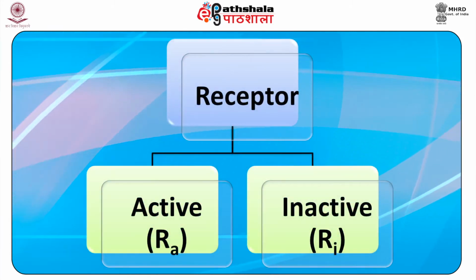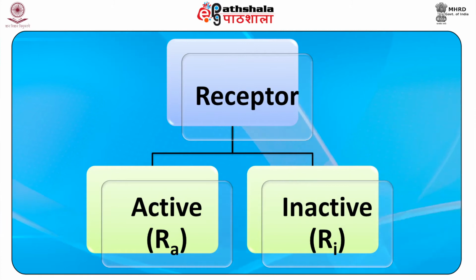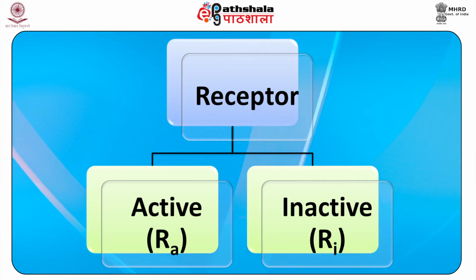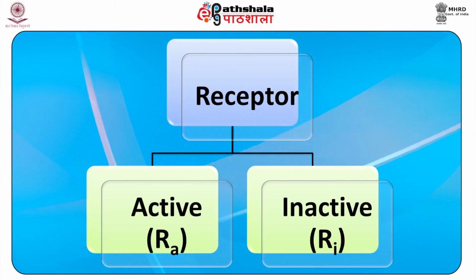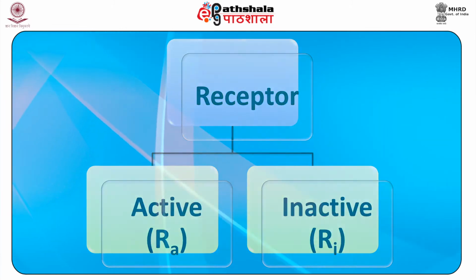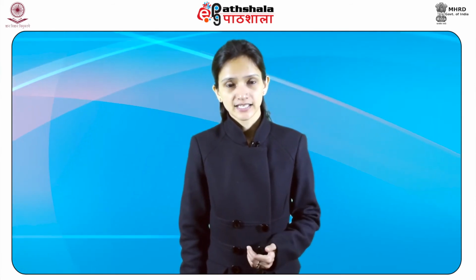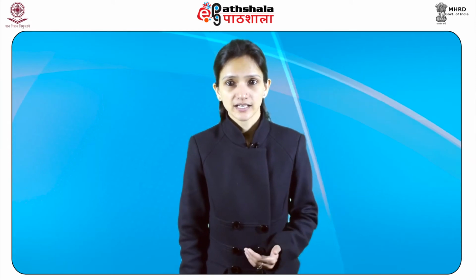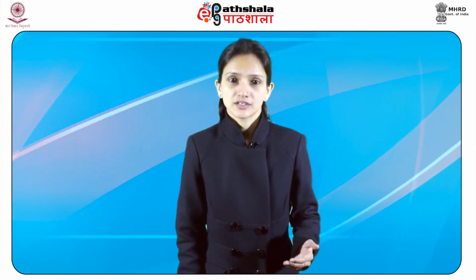A receptor can exist in at least two conformational states, active and inactive, that is RA and RI respectively. If these states are in equilibrium and the inactive state predominates in the absence of drug, then the basal signal will be low. The extent to which the equilibrium shifts depends on the relative affinity of the drug for the two conformations.